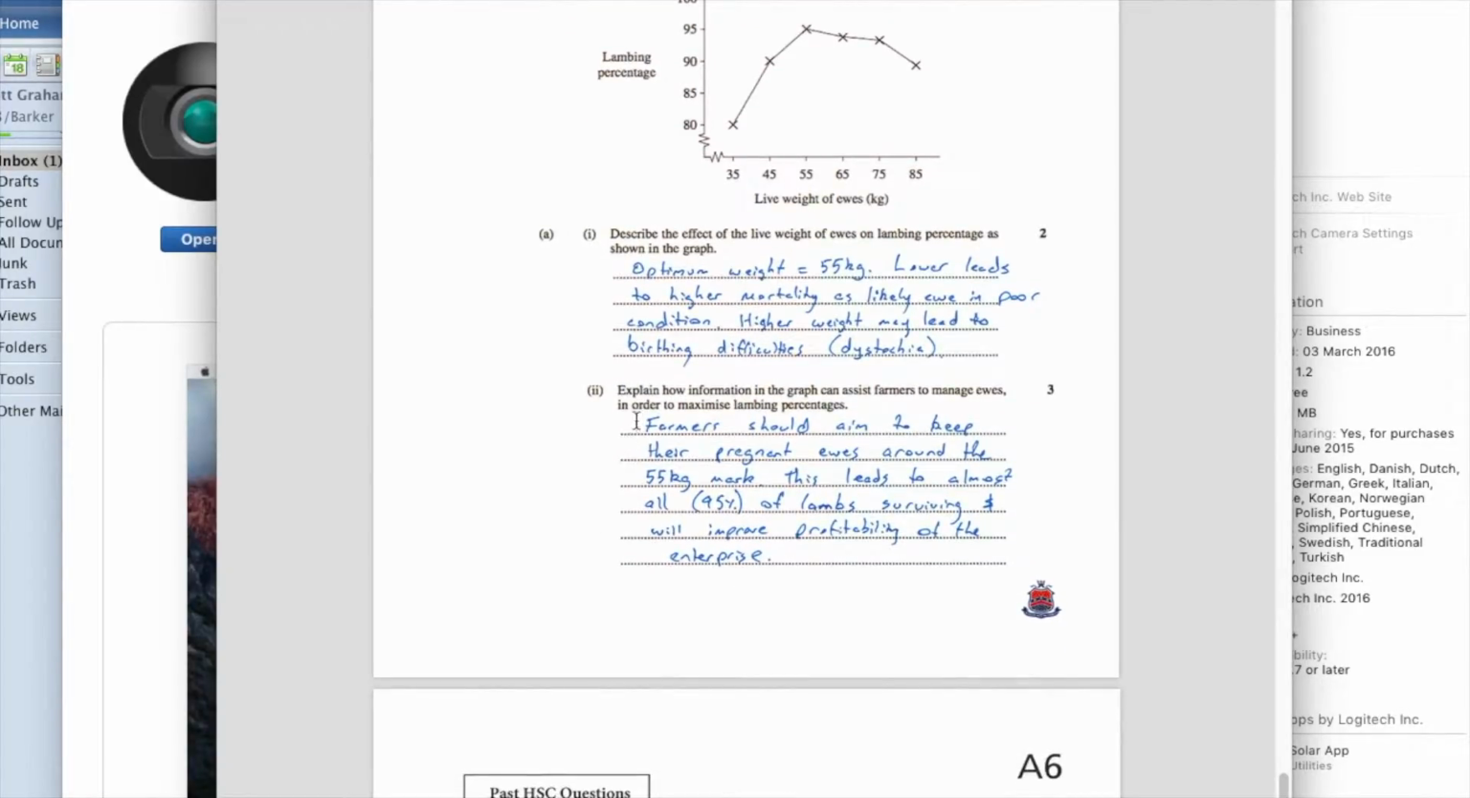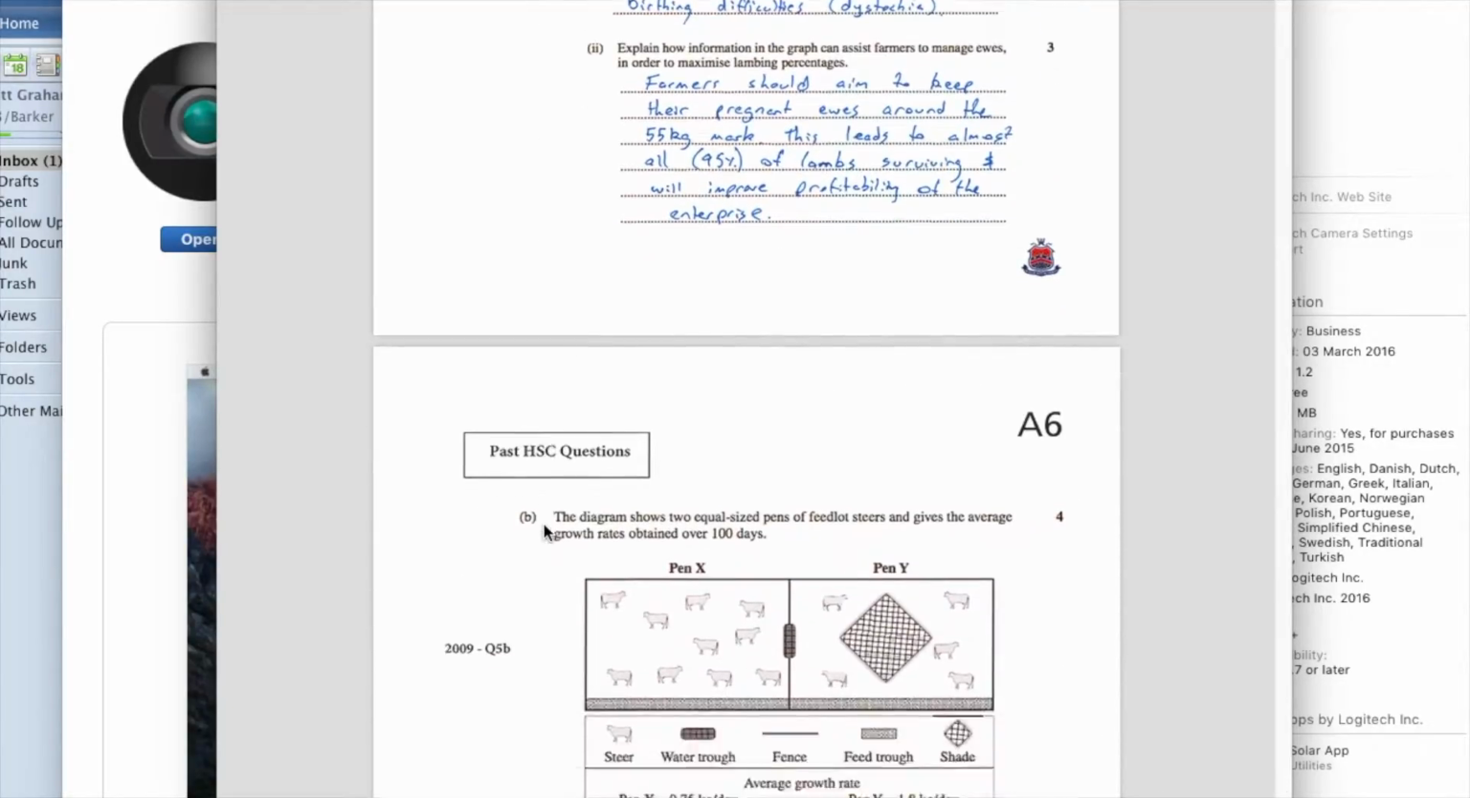This one, explain how information in the graph can assist farmers to manage ewes in order to maximize lambing percentages. So farmers should really aim to keep their pregnant ewes around 55 kilos. This leads to almost 95% of lambs surviving. That's the effect of doing that, cause and effect for our explain, and it will improve profitability of the enterprise, which is a good thing to add in as well.